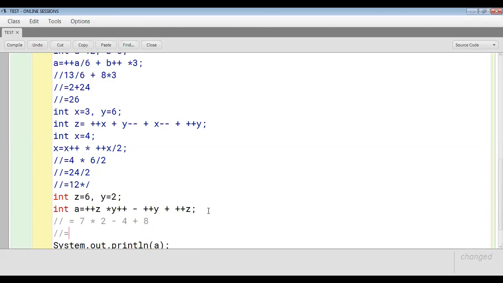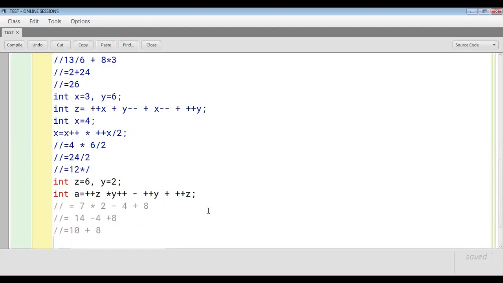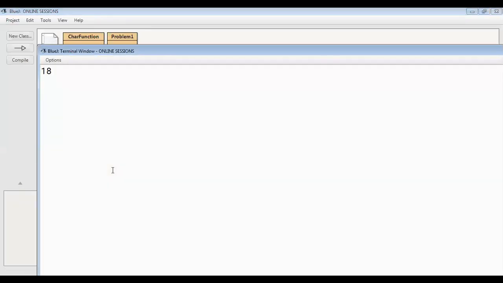So 7 into 2 will be solved first. So it is 14. 14 minus 4 plus 8. So 14 minus 4 is 10. 10 plus 8 will be 18. So that's why you find your answer is coming out to be 18. Clear, class? See, what's our answer, beta? So our answer is coming out to be 18.